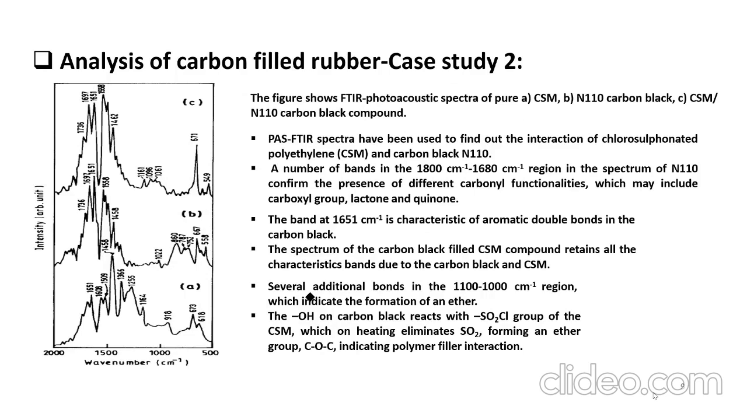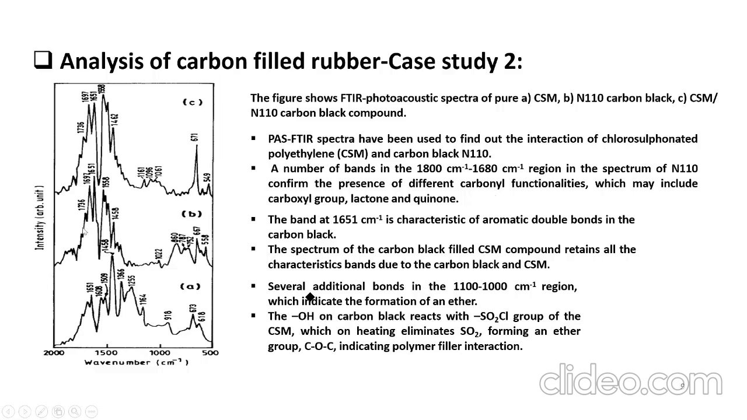Then another case study here, they have used two different kinds of samples, CSM and the carbon black, and then combined the two. So here also the bands are very well visible and different. The number of bands in the 1800 and 1680 region, here is the spectrum of N110, confirm the presence of the different carbonyl functionalities.